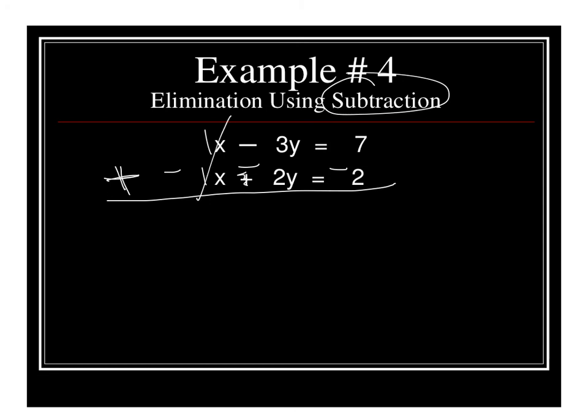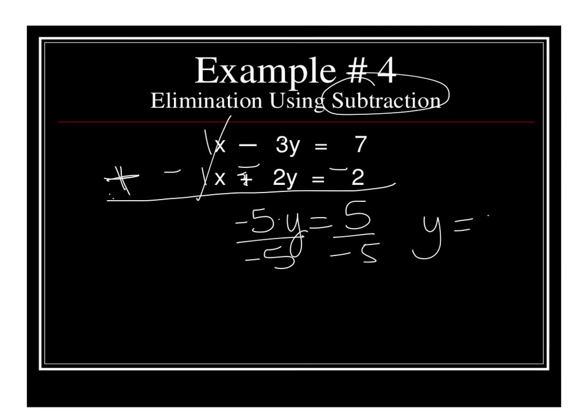Then I've just got to add my like terms. Both of them have a y, so I write down my y. -3 plus a -2 is a -5. And over here, 7 minus 2 is a 5. So, undo my multiplication with division. So my value here for y is -1.